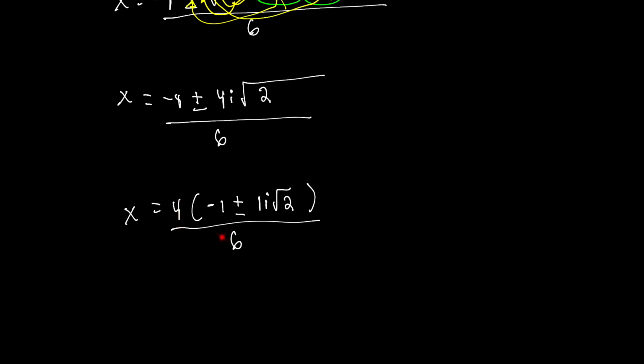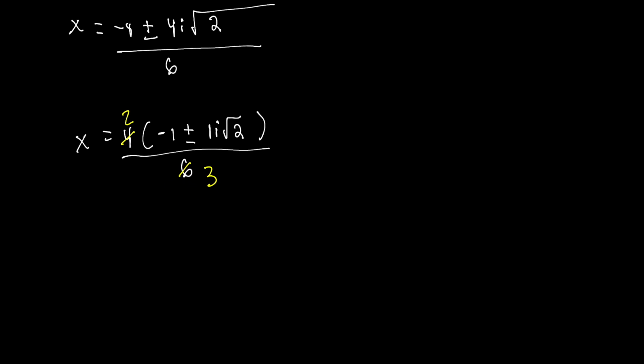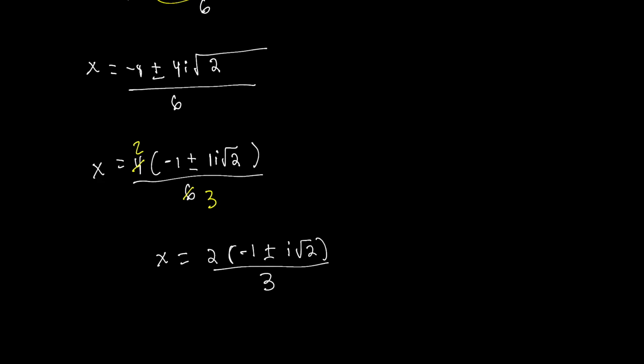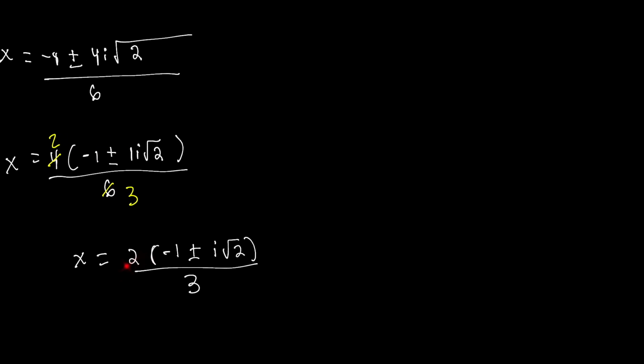Now I'm going to pay attention to the 4 and the 6. The 4 over 6 can reduce into 2 over 3. This tells me that my solution is going to look like 2, negative 1, plus or minus i root 2 over 3. And since I got a factor here that wasn't able to reduce to 1, I'm going to redistribute this quantity and get my final answer, negative 2 plus or minus 2i root 2 over 3.